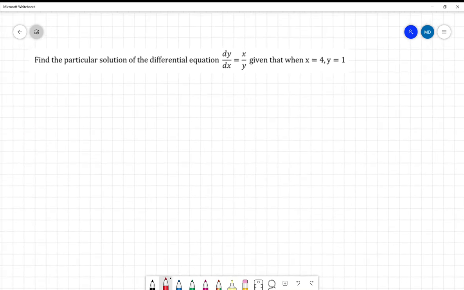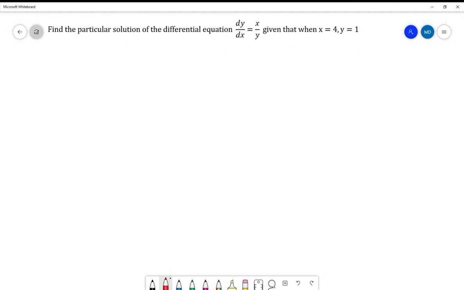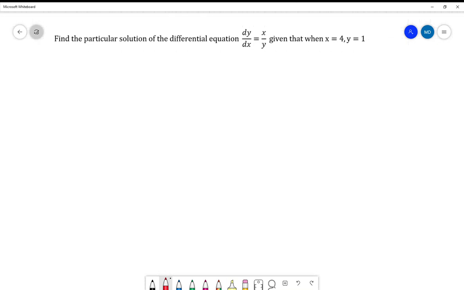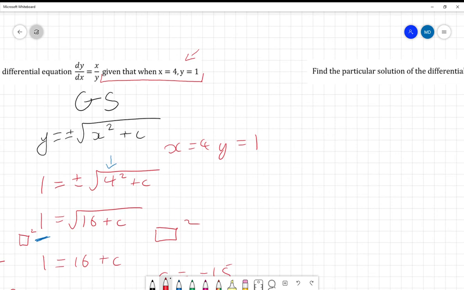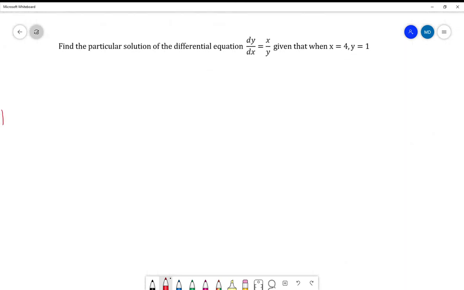Okay, similarly, another example. Find the particular solution of the differential equation dy by dx is equal to x over y. That is the same one. That is not meant to be the same one. I've done that twice today. y over x, and when x equals 1, y equals 1.